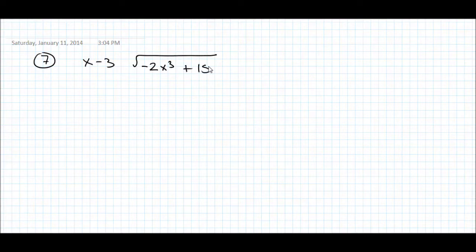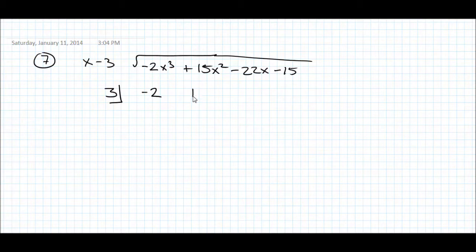Again, once you get the hang of this, it's probably a little bit easier than long division. So let's just get some more reps at it. x minus 3 is going to divide negative 2x cubed plus 15x squared minus 22x minus 15. So to do synthetic, we change the sign and we just drop the coefficients. Negative 2, a positive 15, a negative 22, and a negative 15.